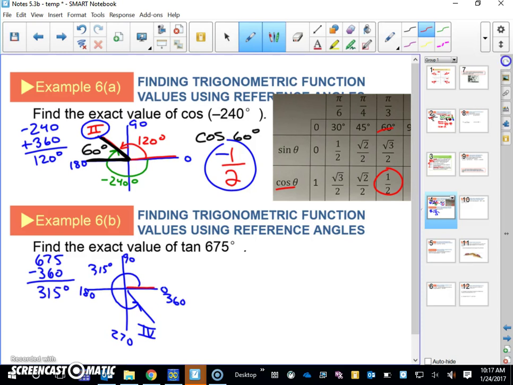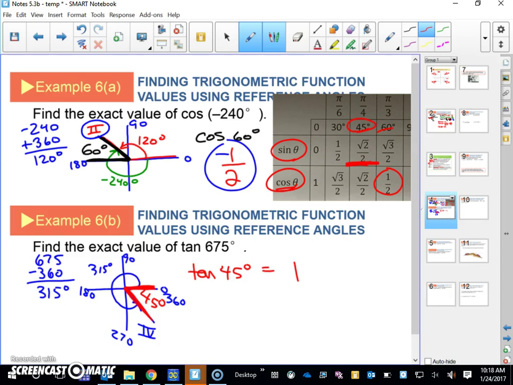But what's important is that reference. How far is 315 away from 360? 45 degrees. That's a 45 degree reference angle. And so we're looking at tangent 45 degrees. You look at your chart. You have to do sine over cosine of 45 degrees. And so we're taking square root of 2 over 2 divided by square root of 2 over 2. That's going to equal 1. Tangent 45 degrees equals 1.